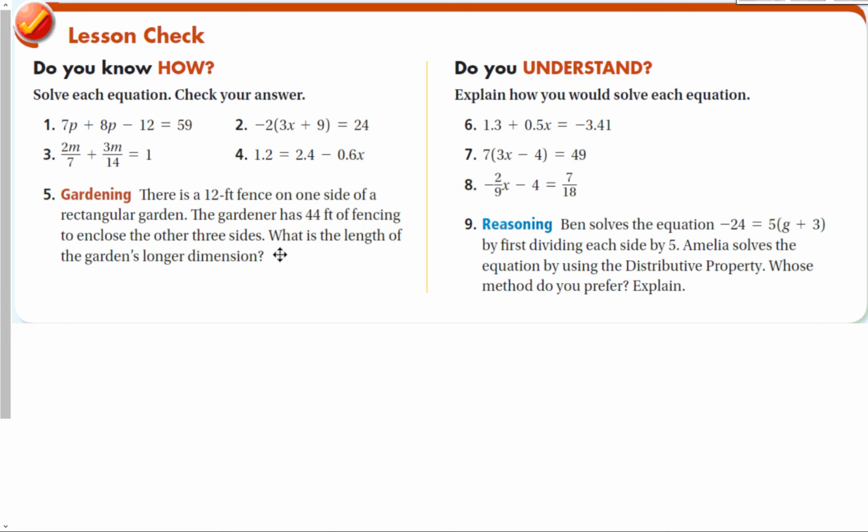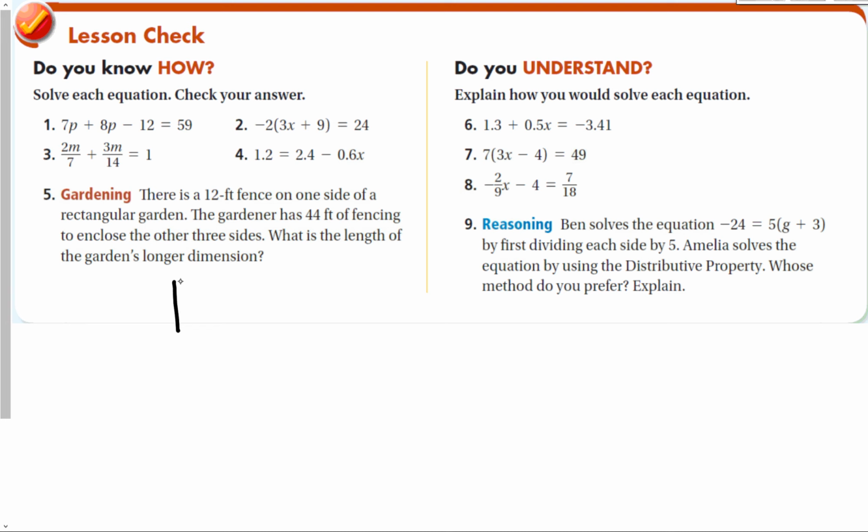Set up the word problem. There's a 12-foot fence on one side of a rectangular garden. The gardener has 44 feet of fencing to enclose the other 3 sides. What's the length of the longer dimension? So I know that 44 is going to be equal to 2x and then 12, right?